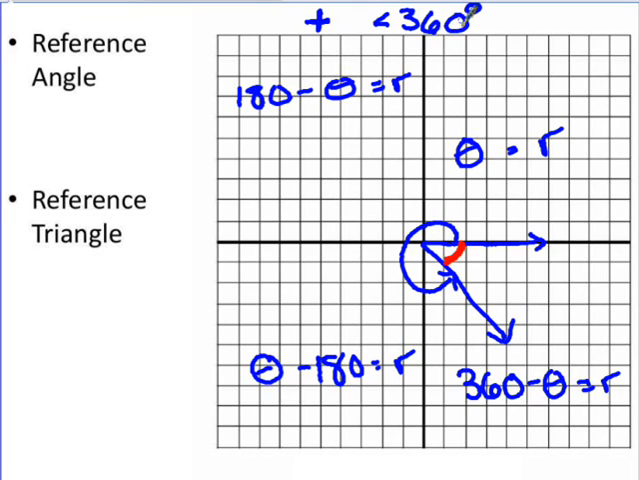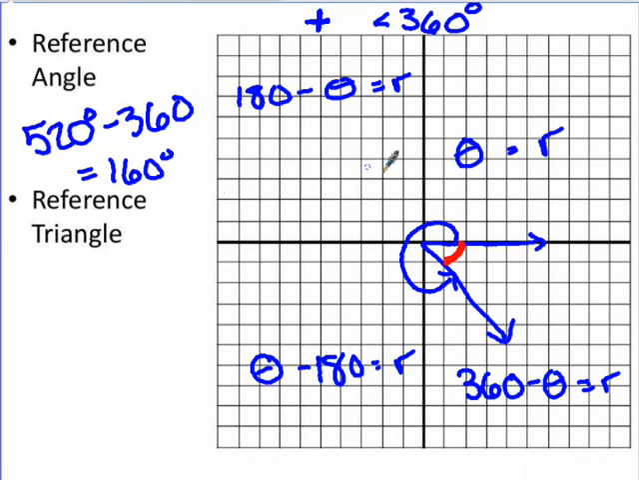All you have to do is subtract a circle until you get one. So if I was dealing with a 520 degree angle and I was trying to find the reference angle, the first thing I would do is subtract 360. So 520 minus 360 gives me a 160-degree angle, and now I can use the rules: find what quadrant that would be in and use that rule to find the reference angle.